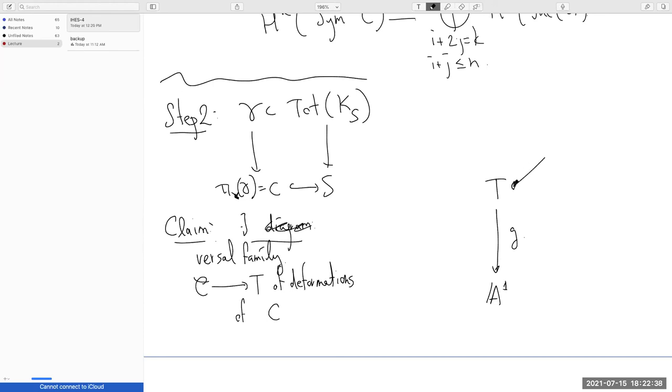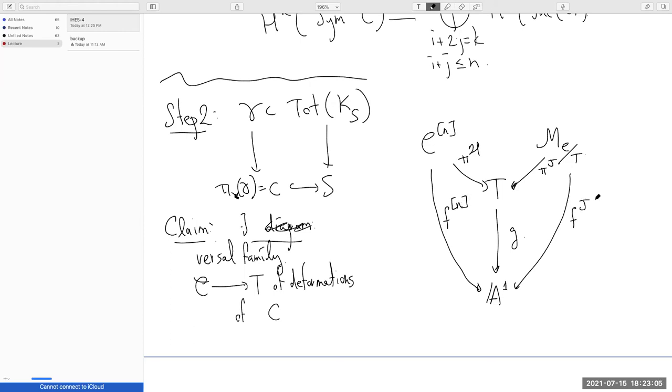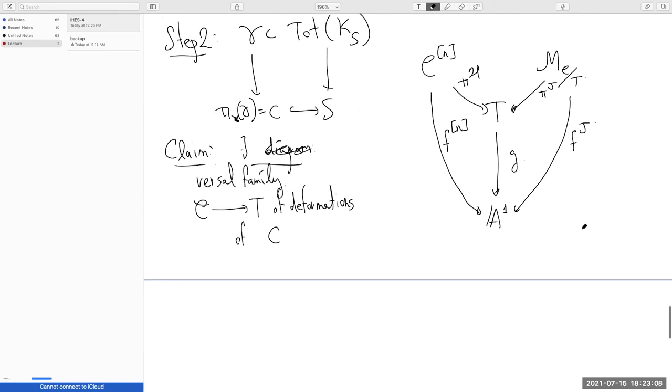And then I can look at the picture from step one. I can look at this family of compactified Jacobians, and I can look at this family of relative Hilbert schemes, what I called pi_H and pi_J before. And I could take these compositions, which I'll call f_H and f_J, such that if I look at the pair space on X, this is the critical locus of this composition.